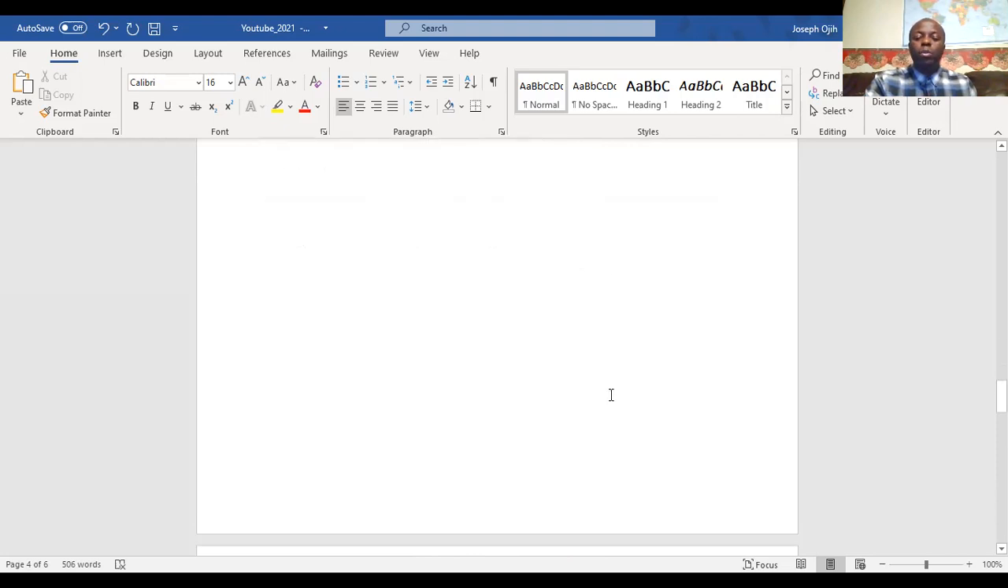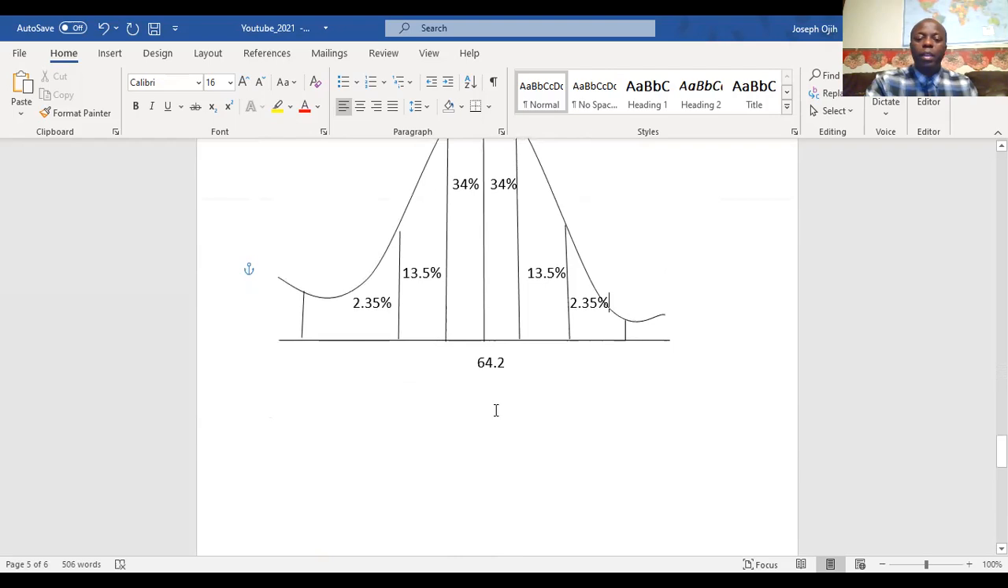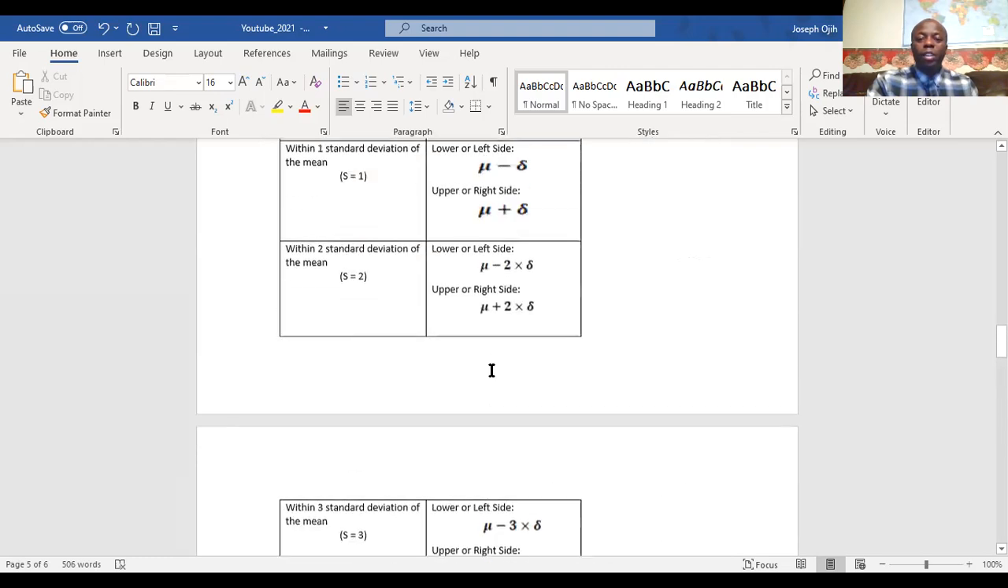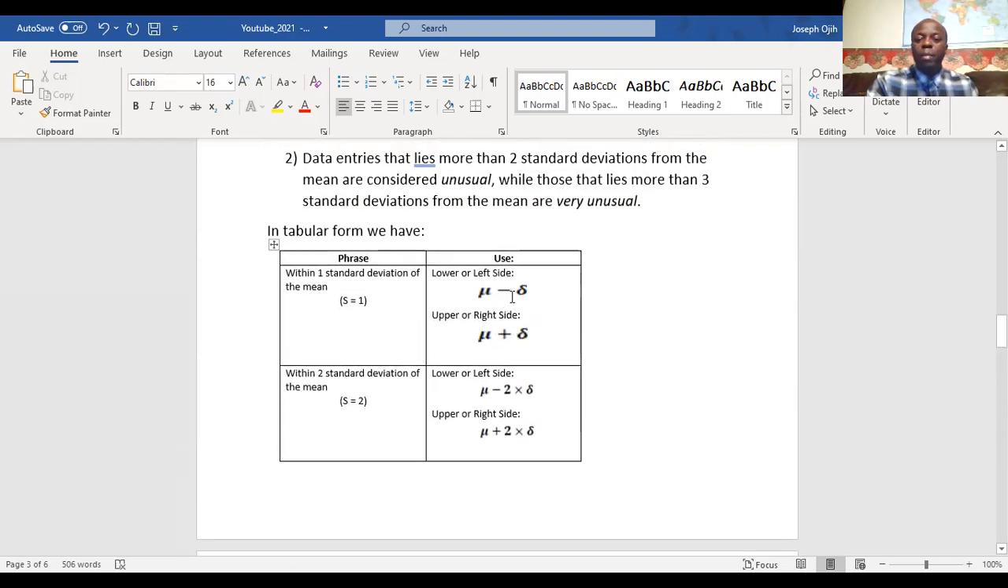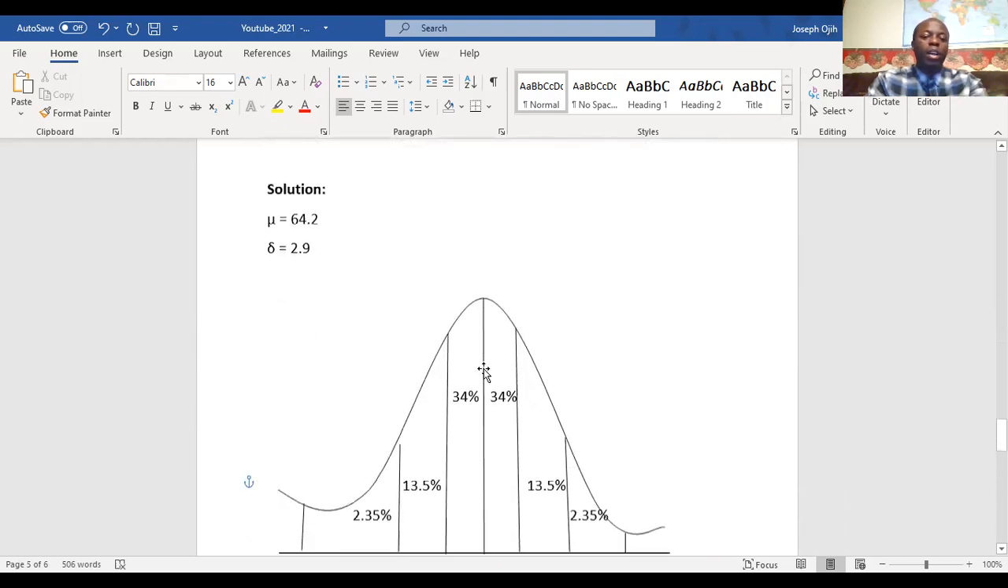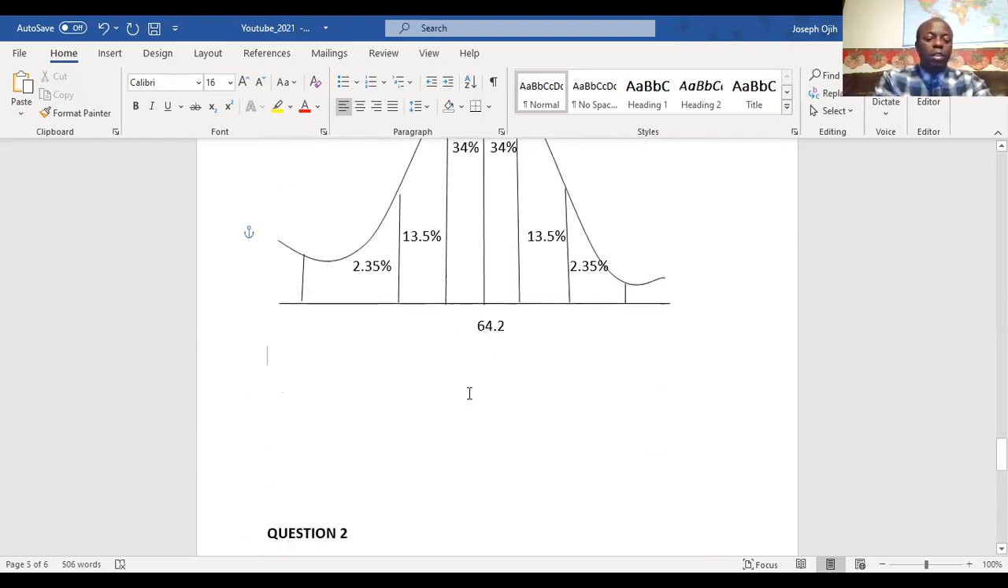So now we already have our mean. The first one we're gonna do is for one standard deviation. According to what I showed you on the table, if you want one standard deviation, use mean minus standard deviation and mean plus standard deviation. So in this case, we have mean.